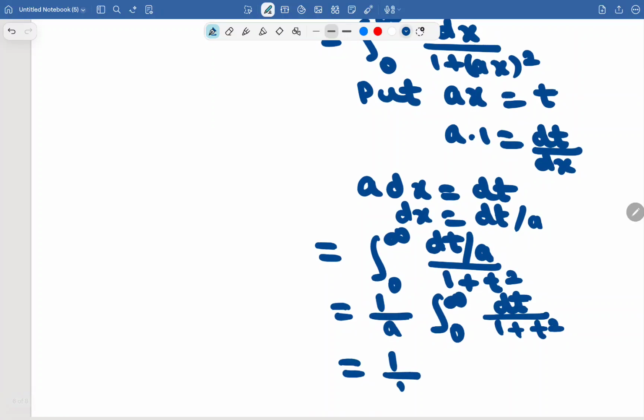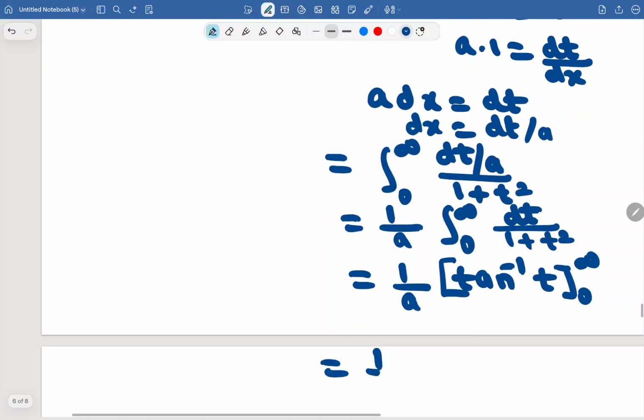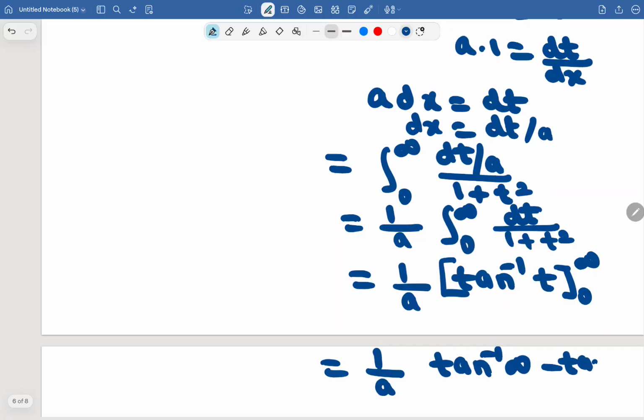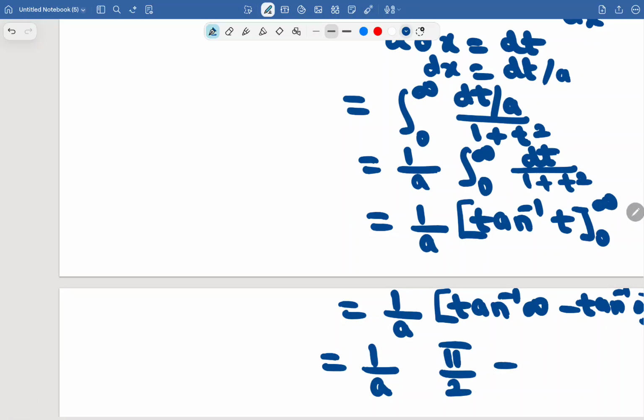This is 1 by a tan inverse of t with limit 0 to infinity, which is equivalent to 1 by a [tan inverse of infinity minus tan inverse of 0], which is equivalent to 1 by a [pi by 2 minus 0].